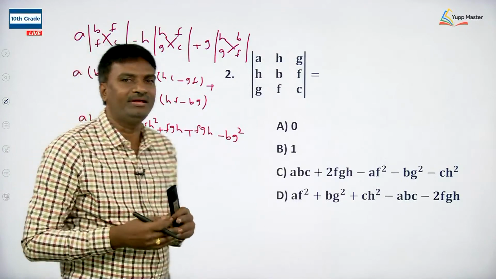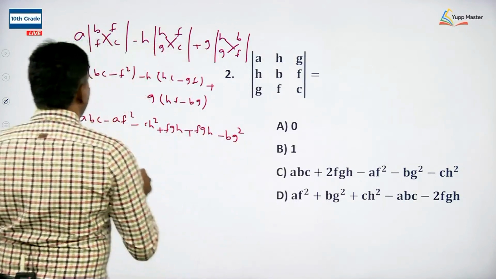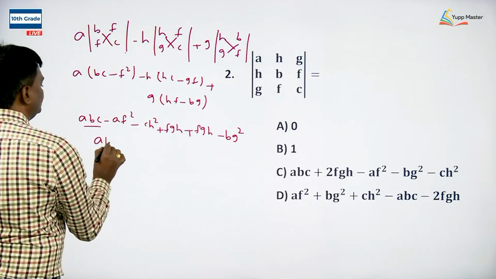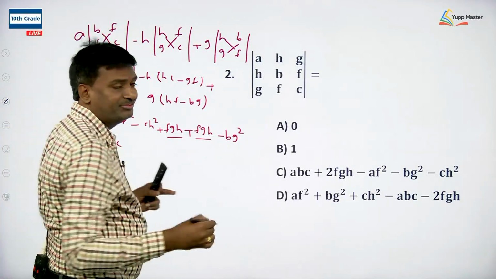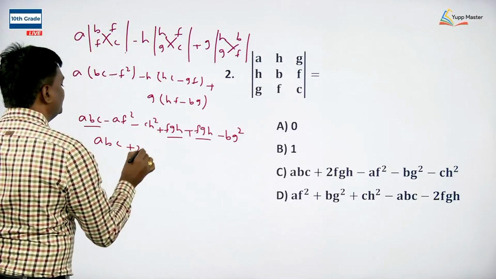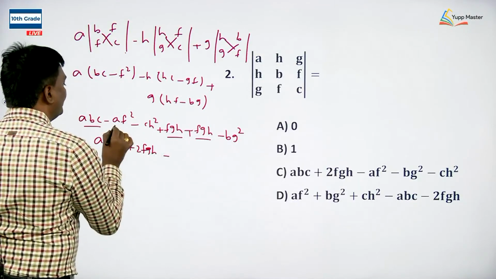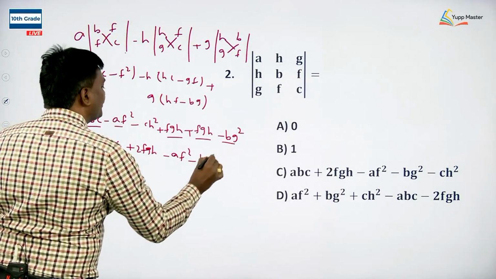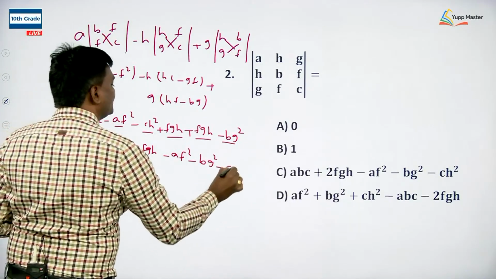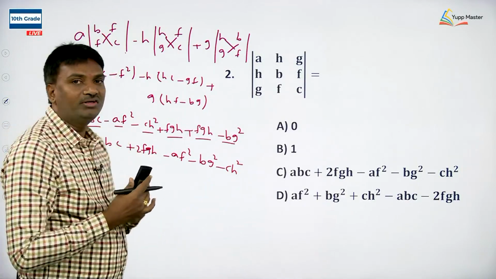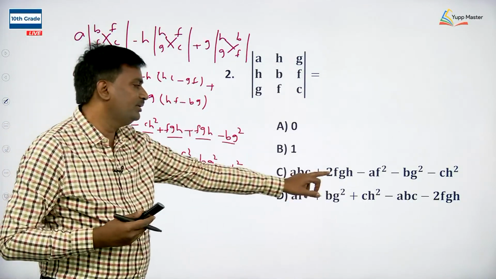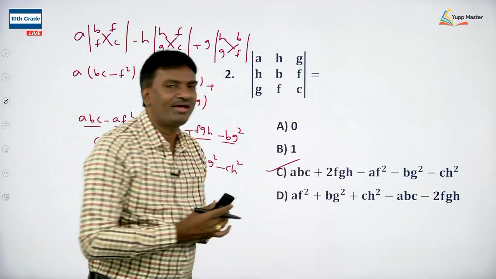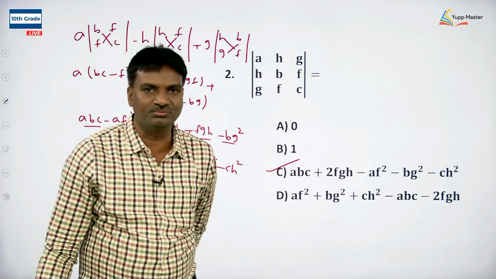So by writing the similar terms at one place, we have ABC, FGH plus FGH is 2FGH, minus AF square minus BG square minus CH square. According to the options, we have ABC plus 2FGH minus AF square minus BG square minus CH square, that is option C. So simple problem.